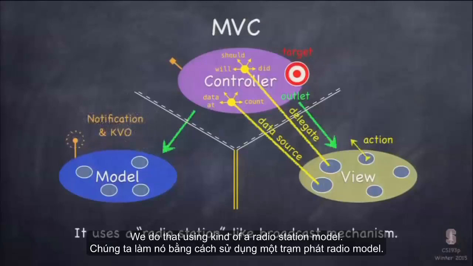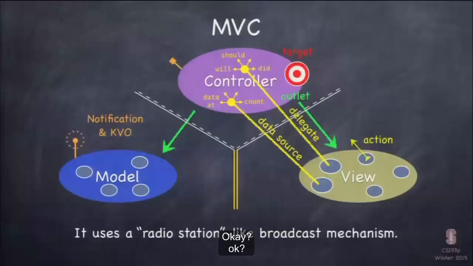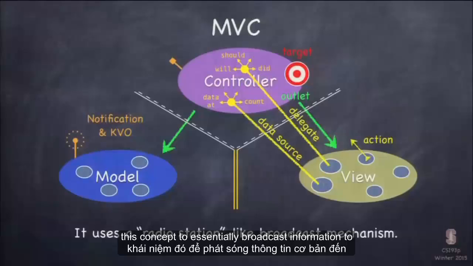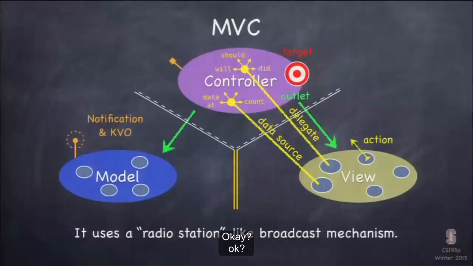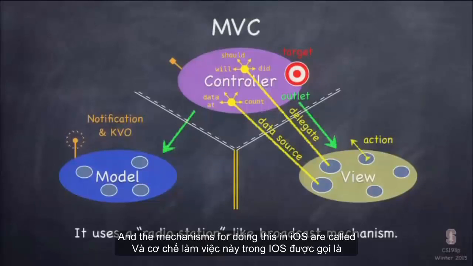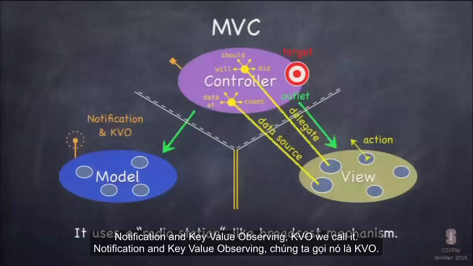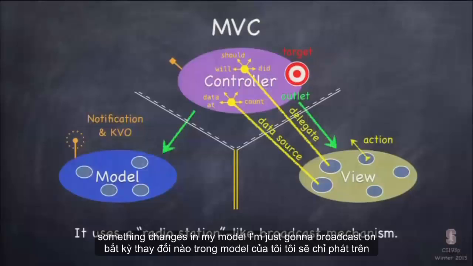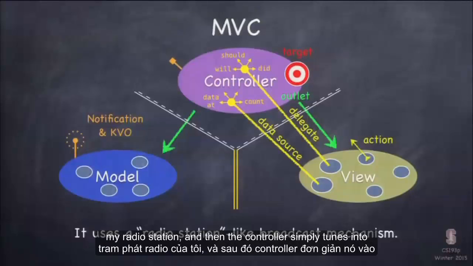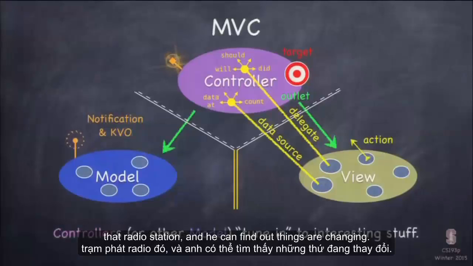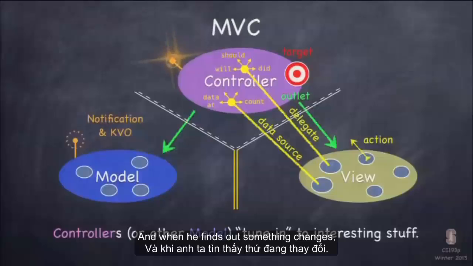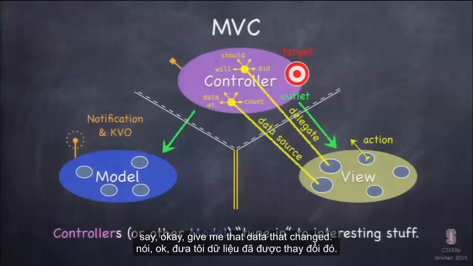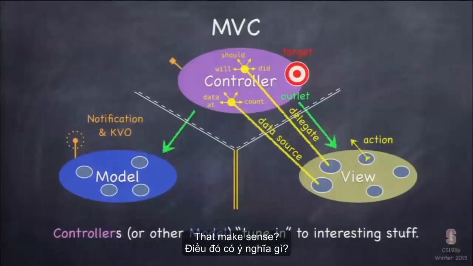We do that using kind of a radio station model. The model will use this concept to essentially broadcast information to anyone who's interested. The mechanisms for doing this in iOS are called notification and key value observing, KVO we call it. And so the model can just say, anytime something changes in my model, I'm just going to broadcast on my radio station. And then the controller simply tunes into that radio station, and it can find out things are changing. And when it finds out something changes, it's going to communicate via its green arrow to the model and say, okay, give me that data that changed. Does that make sense?